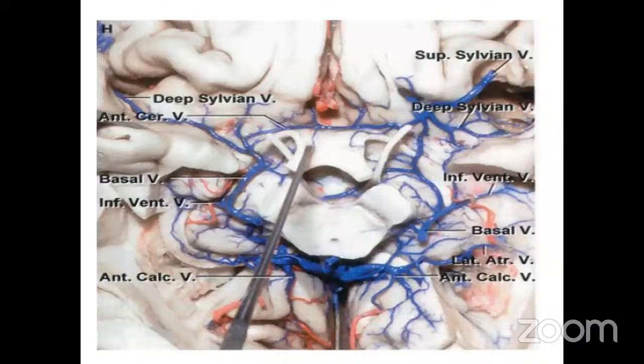This is again a picture showing the deep sylvian veins, the superficial sylvian veins, and the anterior cerebral veins that continue and form the basal vein. This is the crural part. This is the ambient part. This is the quadrigeminal part. The inferior ventricular vein drains into the distal part of the internal cerebral vein. The anterior calcarine vein drains along the junction of the internal cerebral vein, basal vein with the vein of Galen.